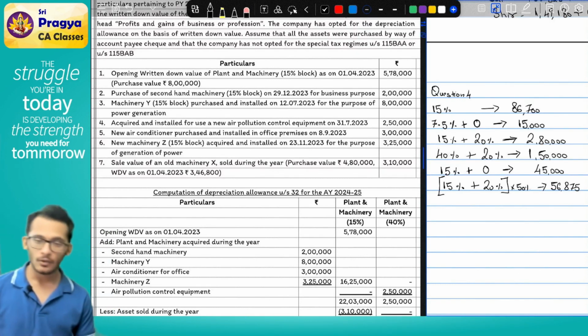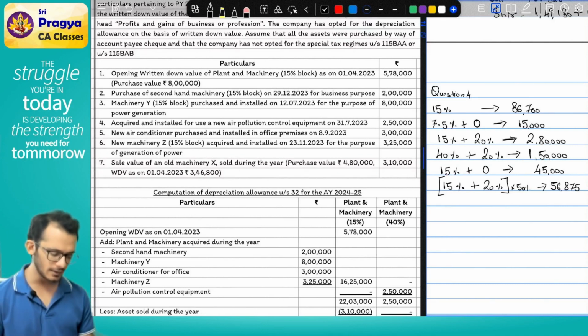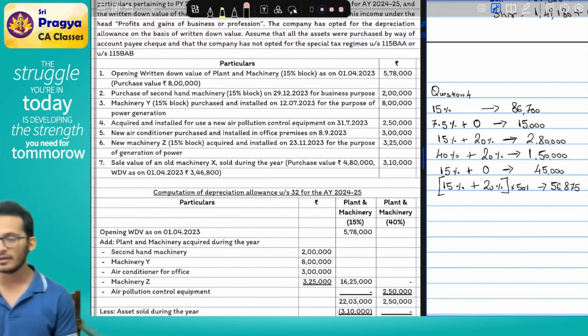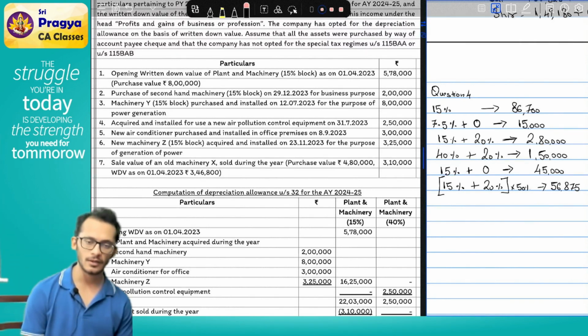Sale value of an old machinery X which is sold during the year. You had purchased it for 4,80,000. You have a WDV on 1st April 2023 of 3,46,800. You have sold it for 3,10,000.